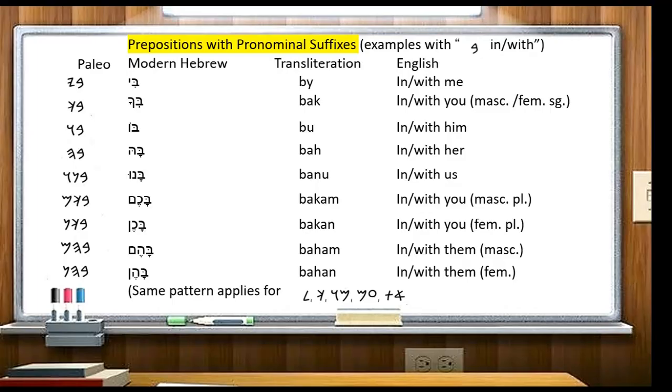So we get to prepositions with pronominal suffixes.